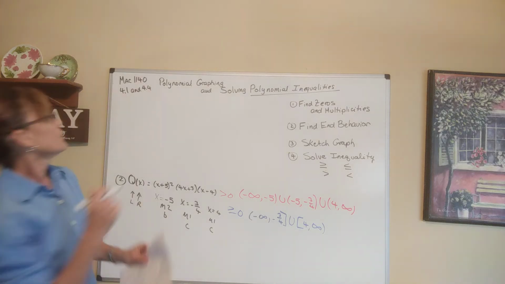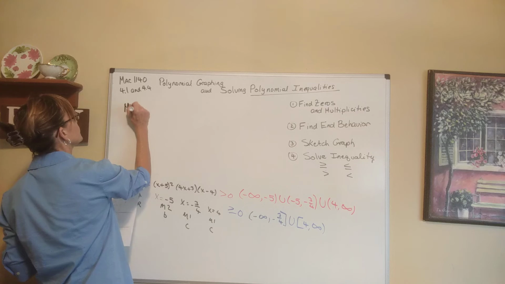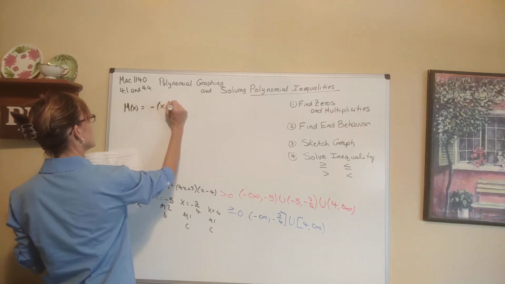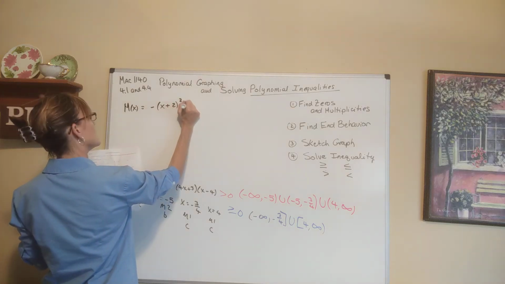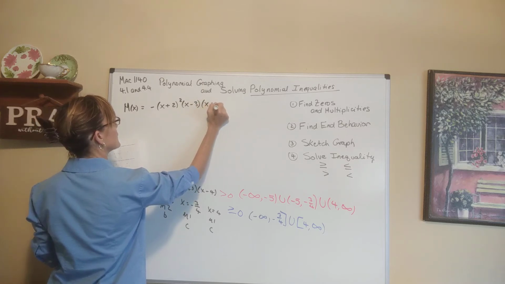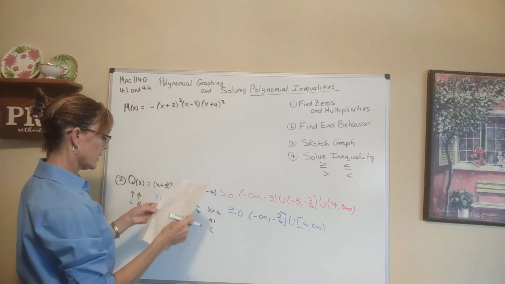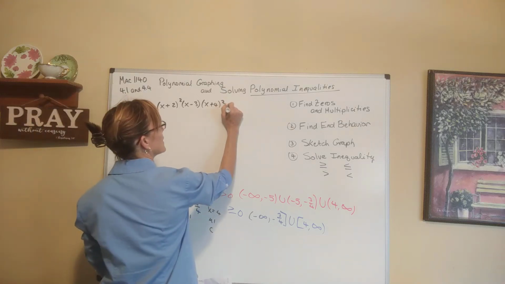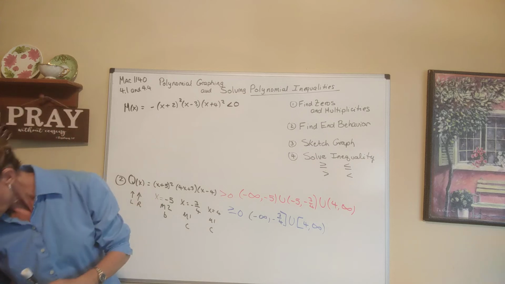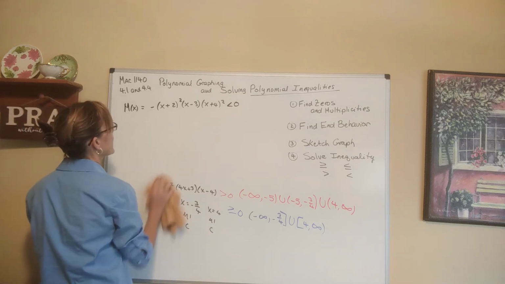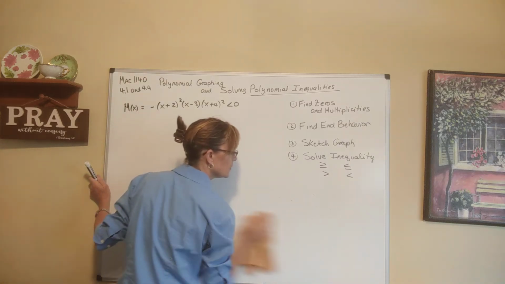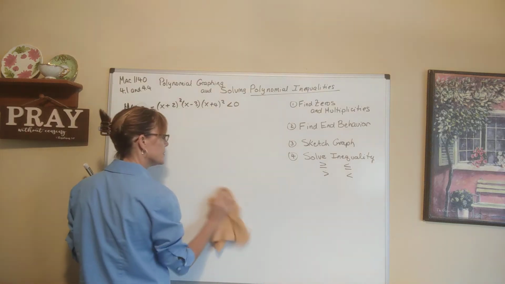M of x is equal to negative times (x plus 2) squared times (x minus 3) times (x plus 4) squared. And we want to know, where is this less than 0? So let's go ahead and say, what are the zeros? First one is going to be x is equal to -2, and it's got a multiplicity of 2, so its behavior will be touch and turn.